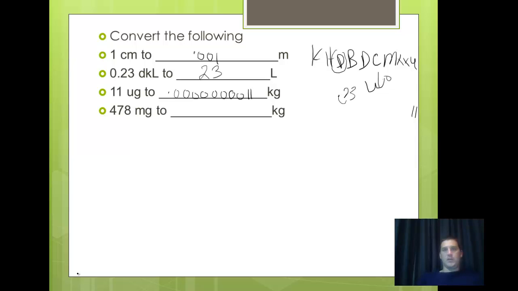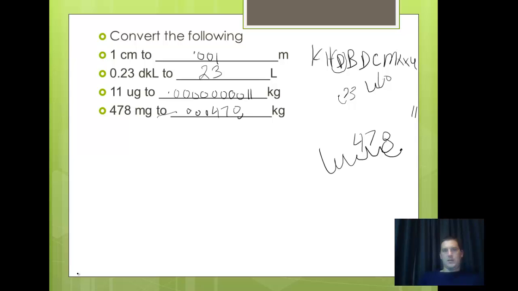478 milligrams to kilograms. Again, it's the same way. We go to the M. We're going to do 478 point. Okay, so we're going to kilo. So we're going to move it back. 1, 2, 3. Okay, now we're at base. 1, 2, 3. So we're going to add 0.000478 kilograms. Very good. So let's move on to the next one.